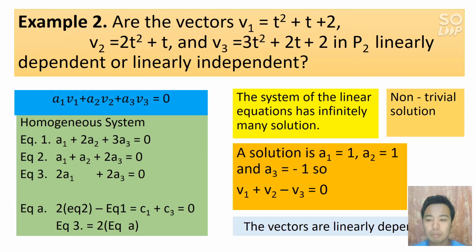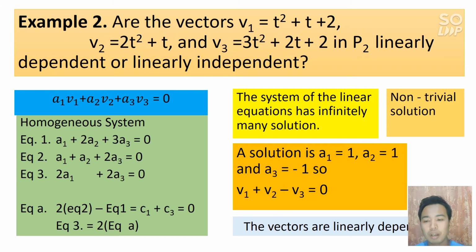Example number 2: are the vectors v sub 1 is equal to t squared plus t plus 2, v sub 2 equals 2t squared plus t, and v sub 3 is equal to 3t squared plus 2t plus t, in P sub 2, the set of polynomials where the highest degree is 2, linearly dependent or linearly independent?